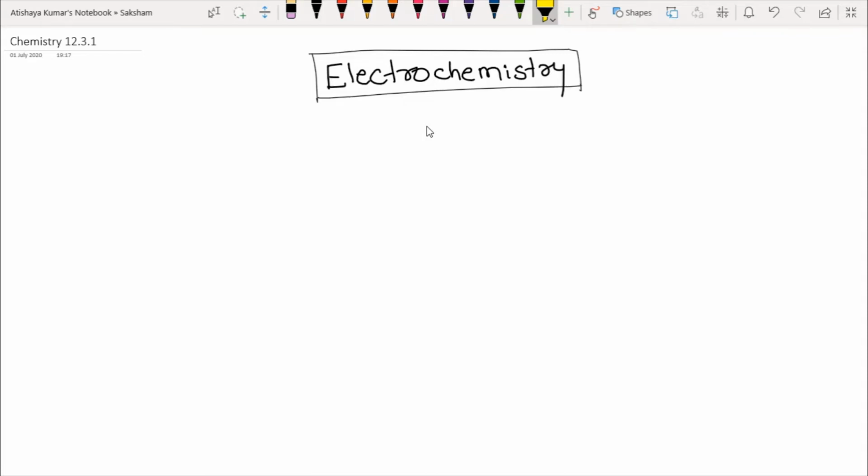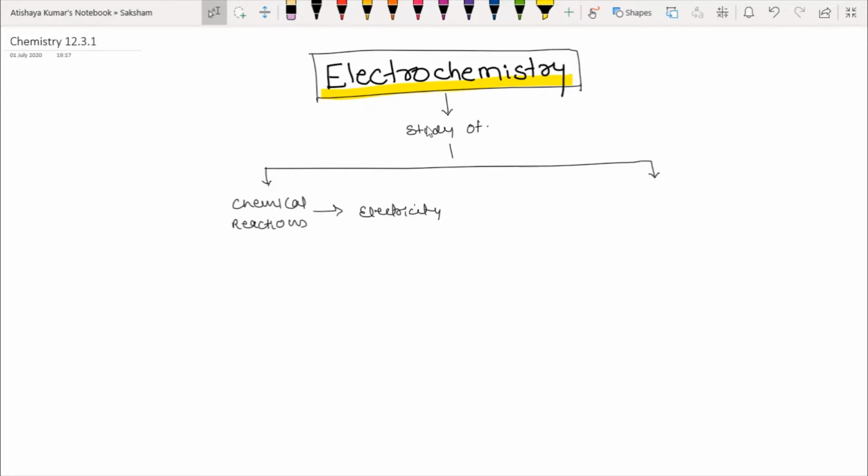Hello friends, today we are going to start chapter 3 of class 12 chemistry, that is electrochemistry. Electrochemistry is basically the study of two types of chemical reactions: the first one is chemical reactions giving rise to electricity, and the second one is electricity giving rise to chemical reactions.